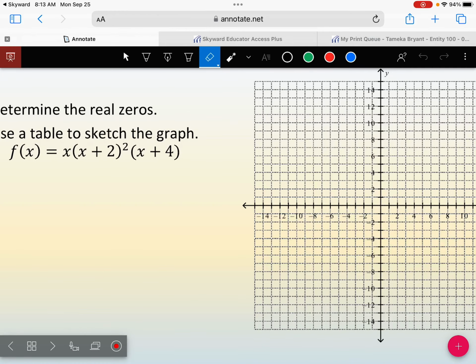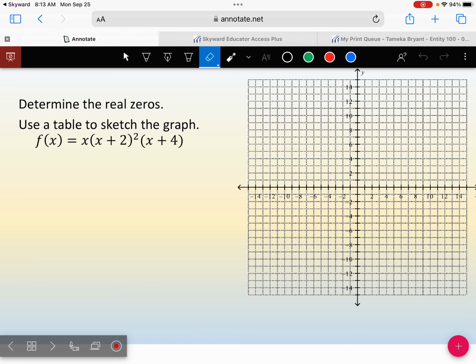All right, so let's go ahead and get started. So this is already in factored form. It's already in factor form. So we're going to start off by finding our zeros.